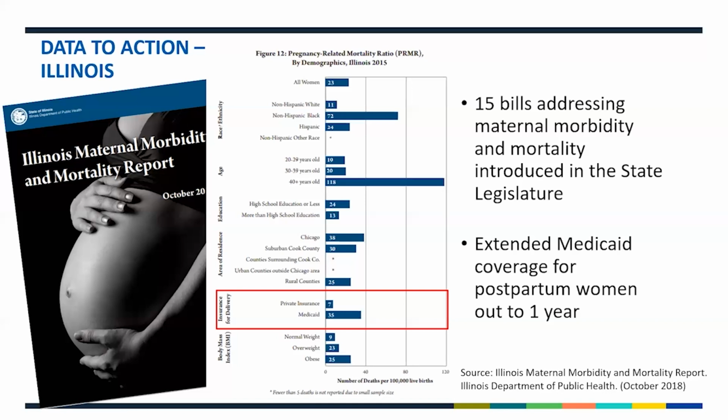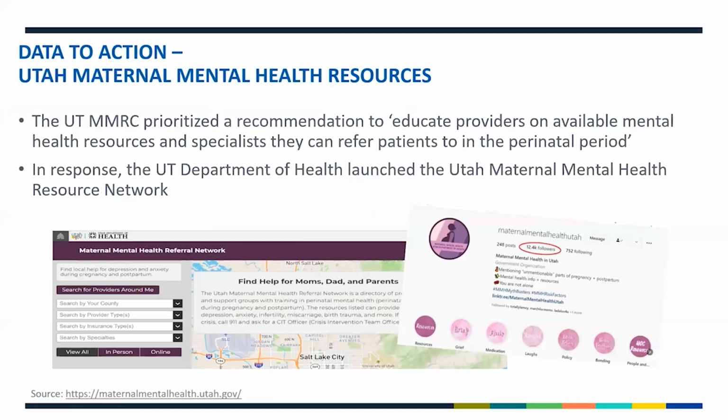If you go to slide 28, here's an example from Utah. Utah saw that their leading cause of pregnancy-related deaths was mental health conditions, and so they prioritized a recommendation to educate providers on available mental health resources and specialists they can refer patients to in the perinatal period. And they launched a maternal mental health resource network and an Instagram page that last I checked had over 2,000 followers, which really shows the appetite of the public for information that's easily digestible in social media. And you can see, if you check out their page, Maternal Mental Health Utah on Instagram, how their branding is consistent and really creates some nice recognition and flow through for those who follow their page.